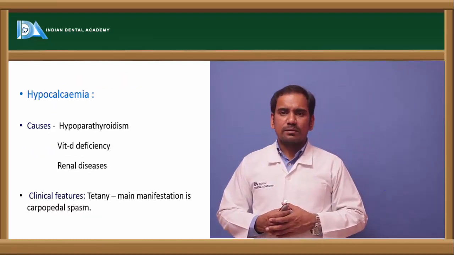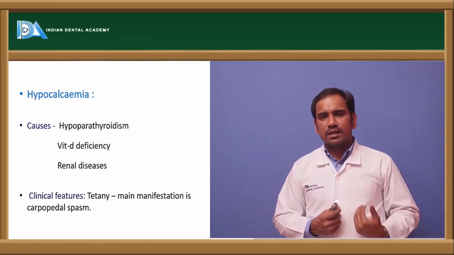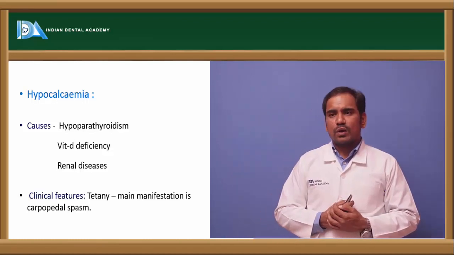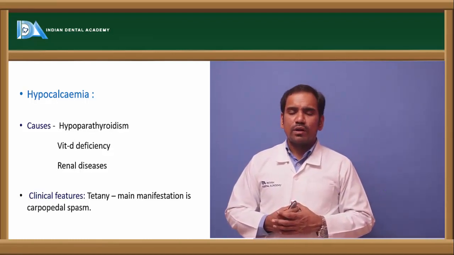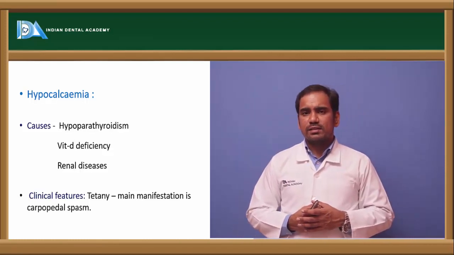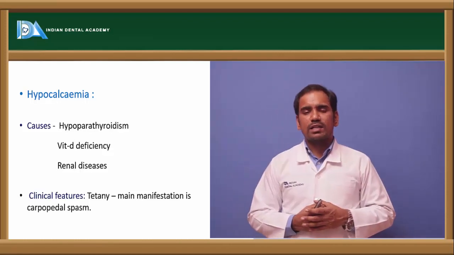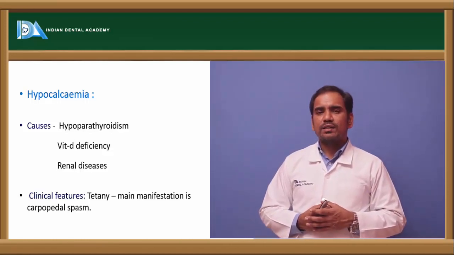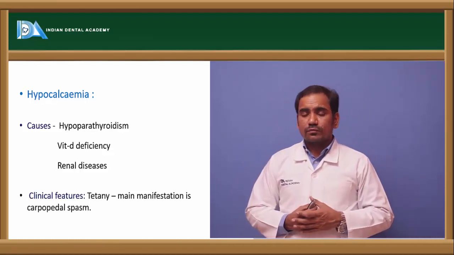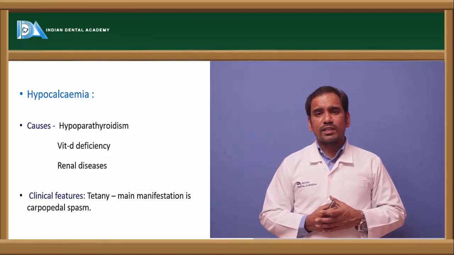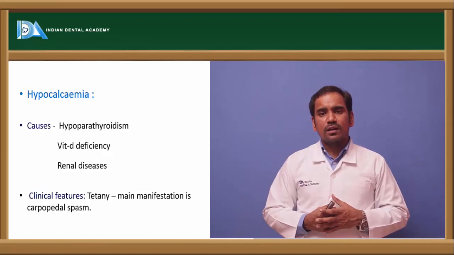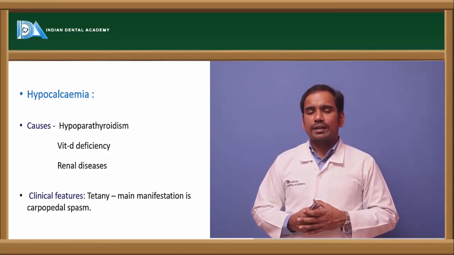Coming to hypocalcemia. We discussed that whenever it is less than 9 milligrams per deciliter, we call it hypocalcemia. Hypocalcemia is because of hypoparathyroidism, vitamin D deficiency, and renal diseases. These are the causes for hypocalcemia. In case of hypocalcemia, the important feature is tetany. There are carpopedal spasms in case of tetany. Apart from that, positive Romberg sign and positive Chvostek sign are the important features of tetany.